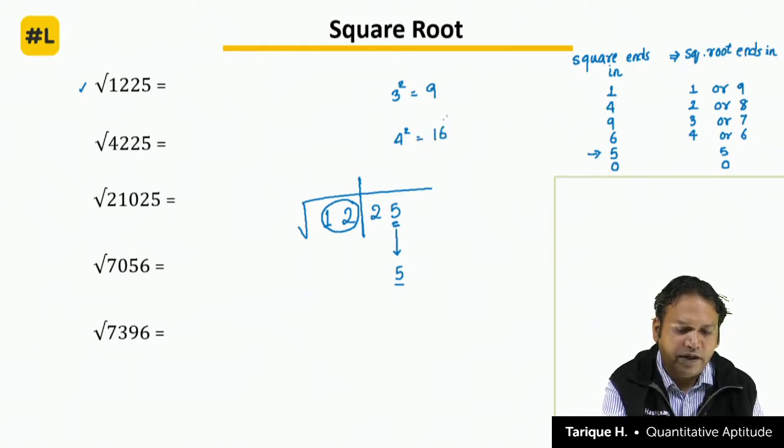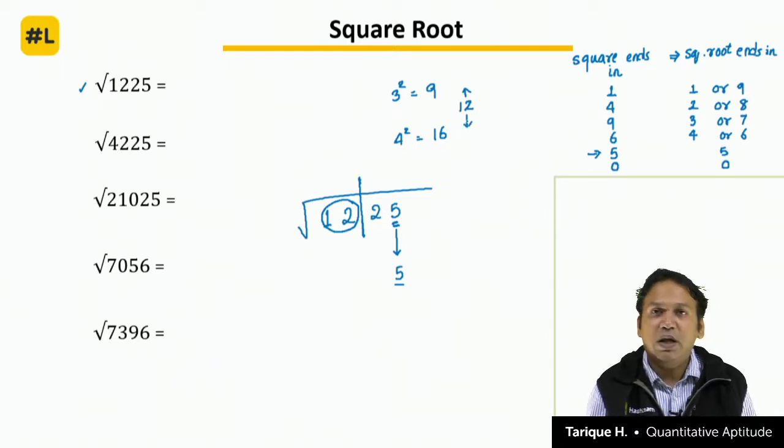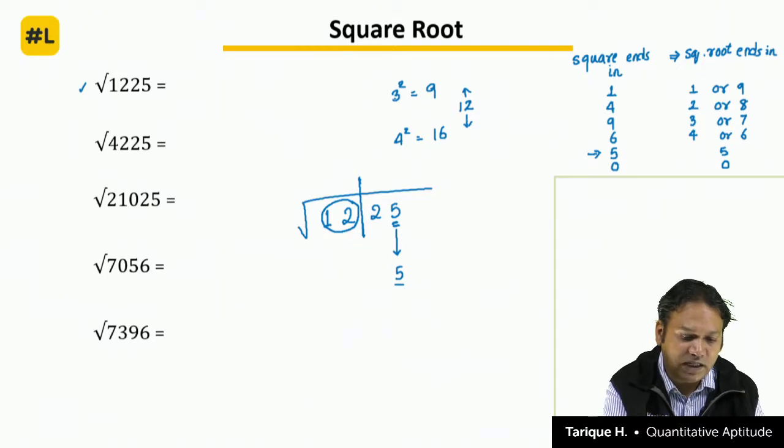It's greater than 9 and lesser than 16. 12 is between these two. Clear? So if 12 is between 3 square and 4 square, what we have to do is take the smaller number 3 and write it here, 3.